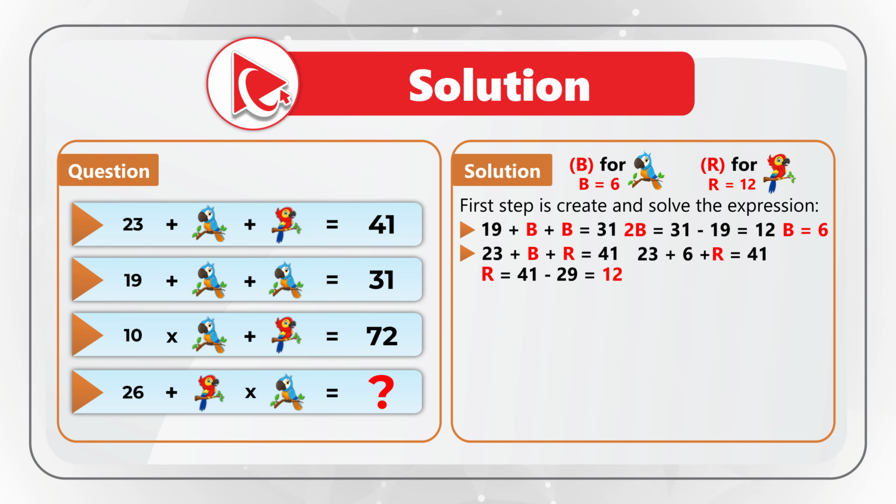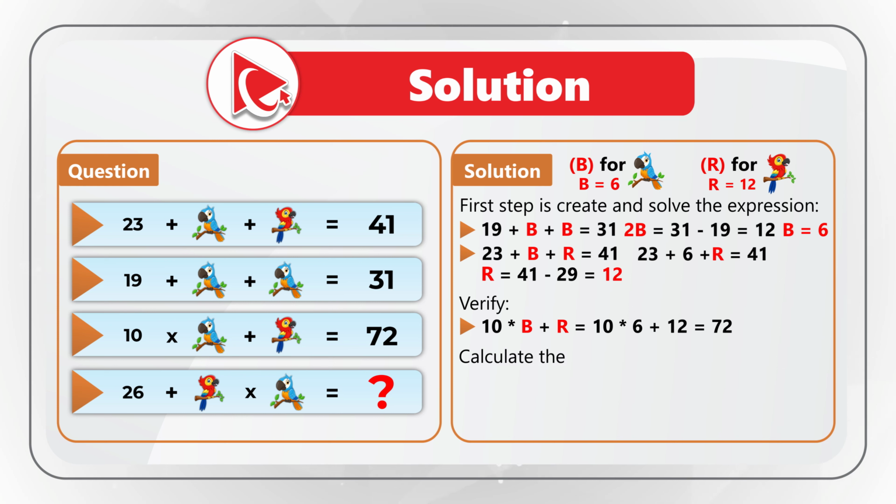Technically, we don't even need the third expression, because having the first and second expression allows us to solve both variables. But let's use the third expression to verify that our calculations are correct. 10 multiplied by blue parrot B plus red parrot R equals 10 multiplied by 6 plus 12. 10 multiplied by 6 equals 60. 60 plus 12 equals 72.